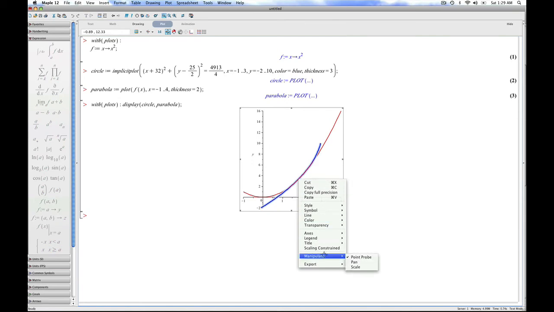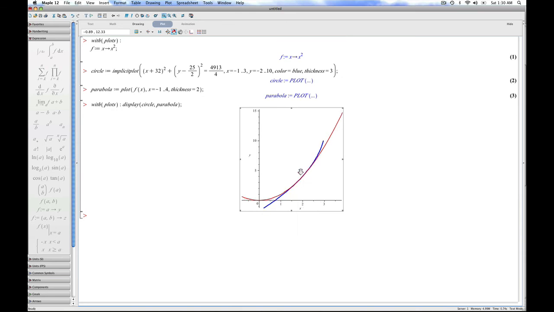And we can zoom in here to actually see what's going on near the point 2, 4. And we can see as we zoom in closer and closer, the circle and the parabola become indistinguishable. Okay? And so that'll do it then for checkpoint 4.